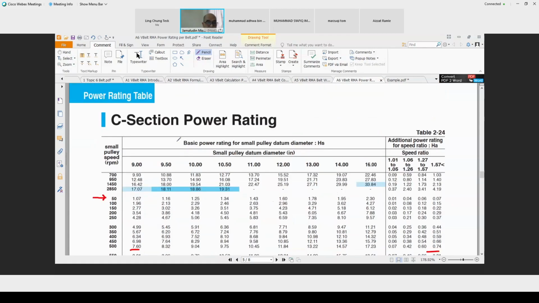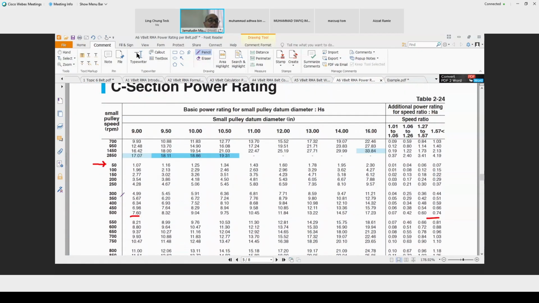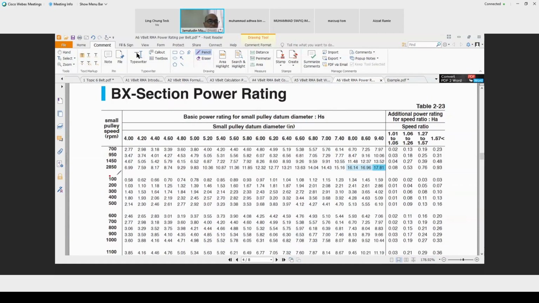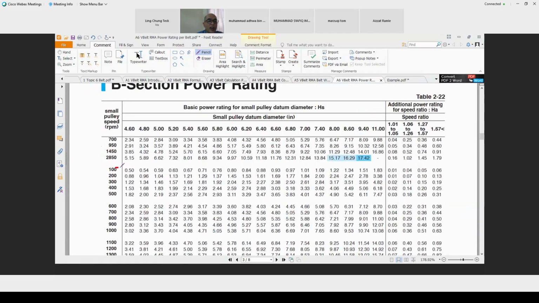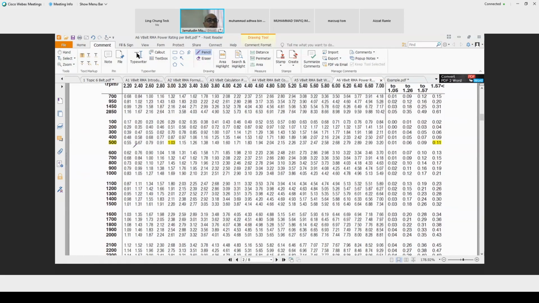That means for C power rating, your pulley cannot go lower than 50. That means you cannot go 10. That will be the minimum speed. For A, it will be different. For BX, it's not lower than 100. If you choose B, not lower than 100 as well. If you choose AX, not lower than 100, and so on. That means this value you cannot have any coefficient.